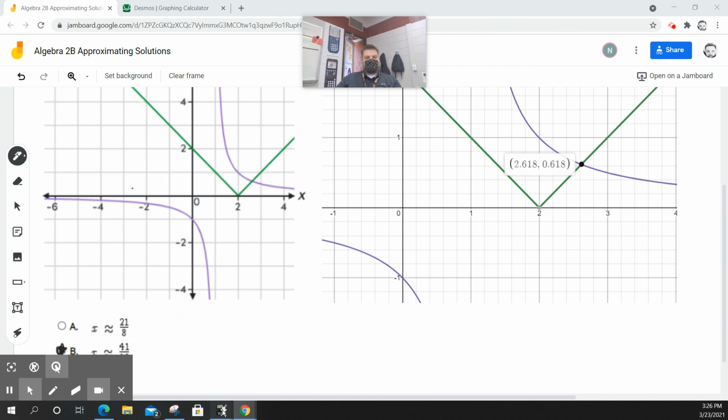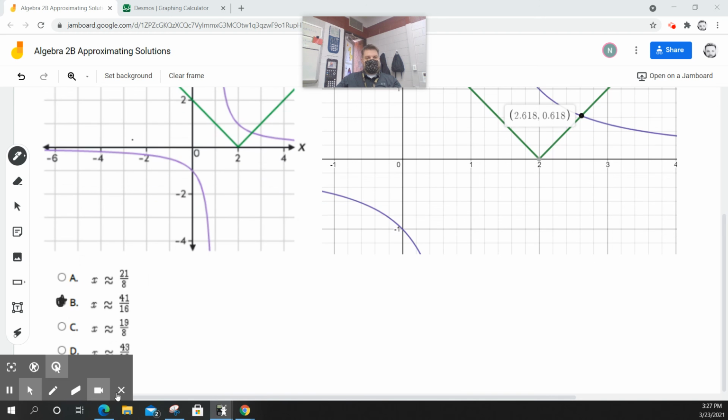Now what I could do is let my graphing calculator calculate it, but this iteration process is kind of tricky. They're having that 43 sixteenths, but the answer is B.